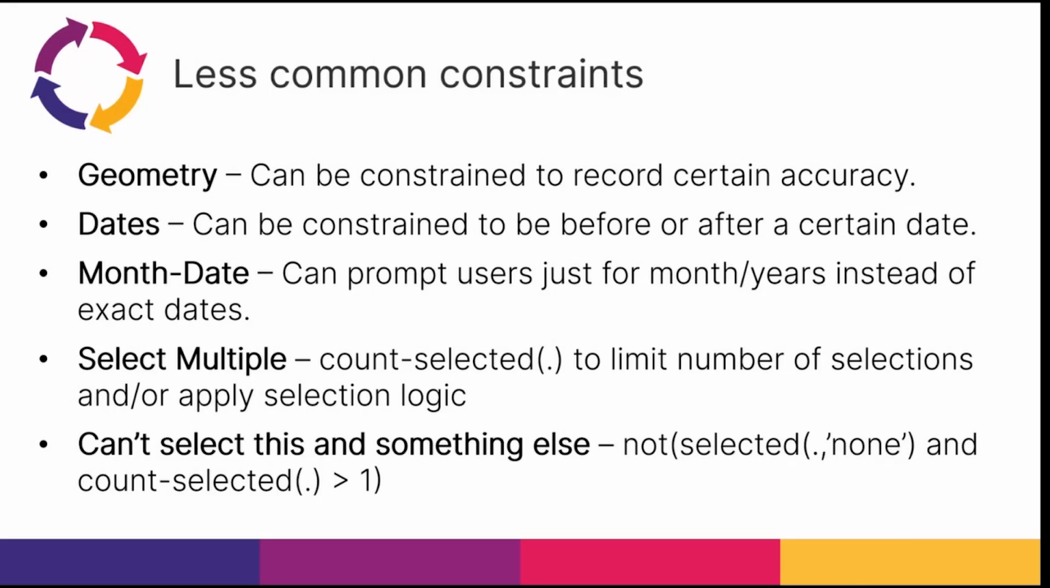Select multiple, just to note, you can also use count-selected logic. So if you say, what are your 3 favorite fruits? You don't want people picking 4 values. You can use count-selected to constrain that. You can also do things like prevent people from selecting none and something else, which is definitely one you should be using if you're using that sort of approach of choose the options of the list, none of the above.